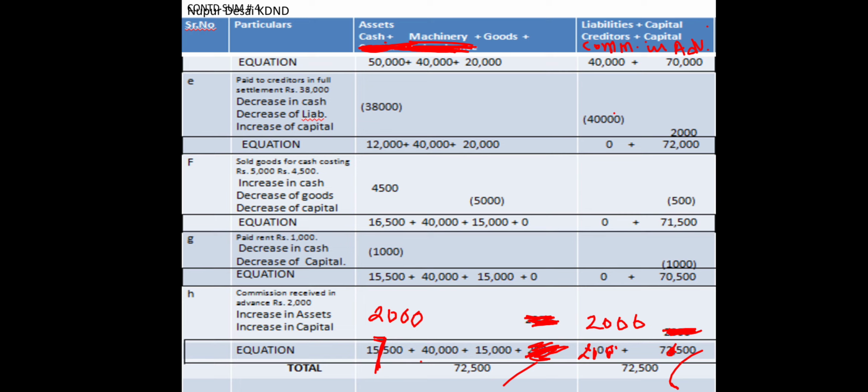Again I am explaining commission received in advance rupees 2,000. See, the work is not yet completed, but I have already received the cash for this. So that is the reason I had increased my cash. Is this clear? Then I have not yet completed the work. So I am liable to pay back money if I am not completing the work. So it is termed as my liability, means I will be liable to pay them back if I am not completing the task.